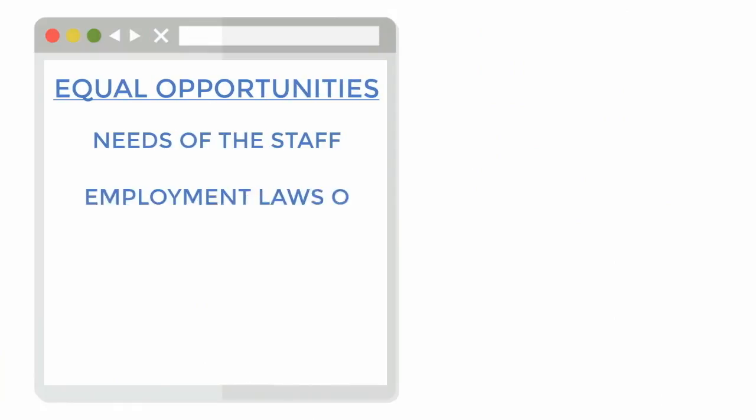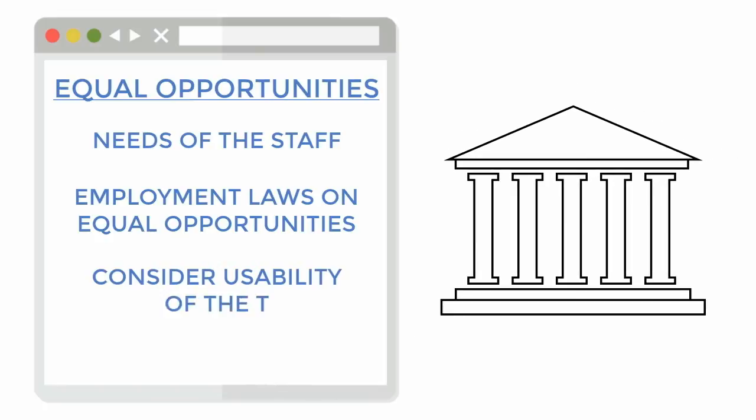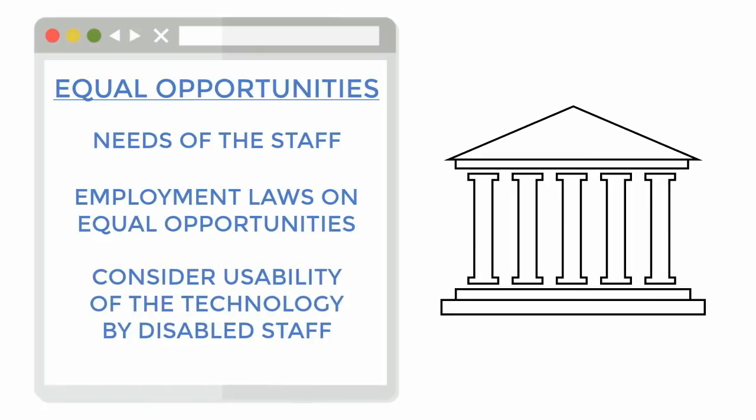In terms of equal opportunities, a managerial issue that Shambay needs to take into account is the needs of its staff. There are various employment laws in place regarding equal opportunities, such as employment of staff with disabilities, and therefore managers will need to consider the usability of the technology by disabled staff.